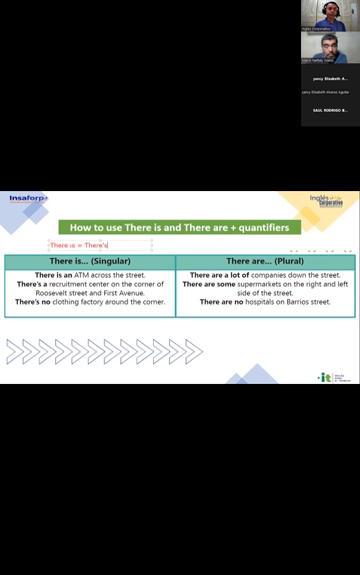Now, there's a recruitment center on the corner of Roosevelt Street and First Avenue. And notice how to say negative. There is no clothing factory around the corner. In this case, we say negative, right? Another form to say this is there isn't a clothing factory around the corner.